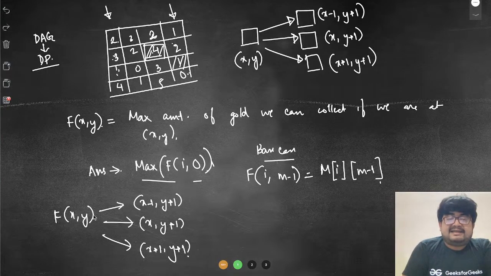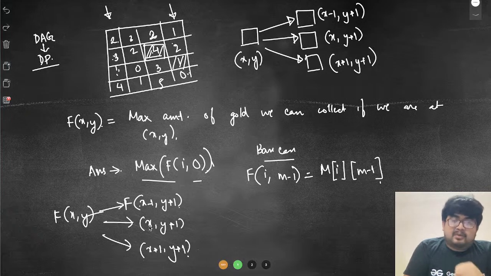So what you're telling is, let's say you take this path x minus 1 comma y plus 1. From there, what is the maximum amount of gold you can collect? That is given by f(x minus 1, y plus 1). Similarly, let's say from x comma y you move to x comma y plus 1. What is the maximum amount of gold you can collect if you are standing at x comma y plus 1? It is f(x, y plus 1).